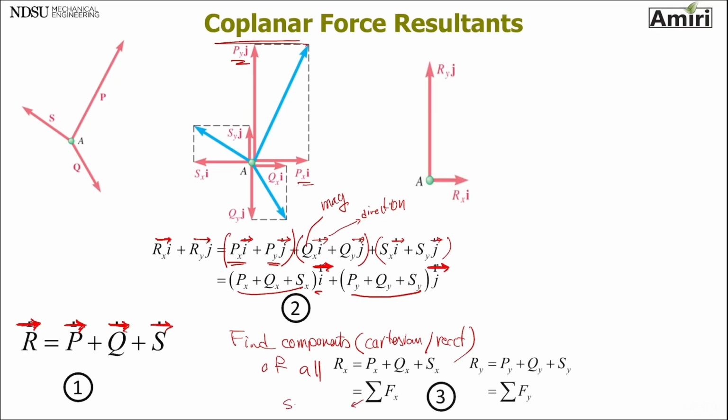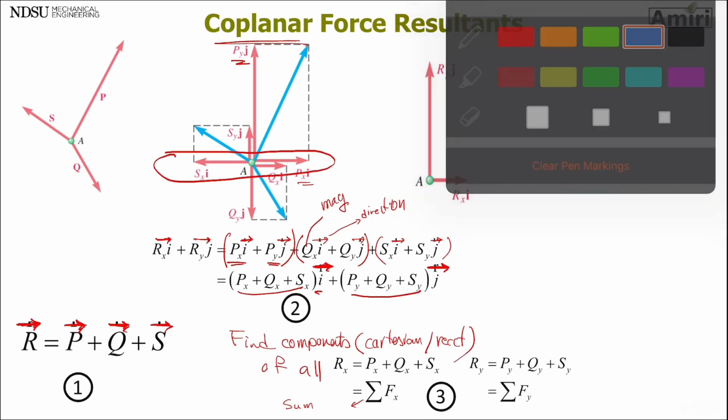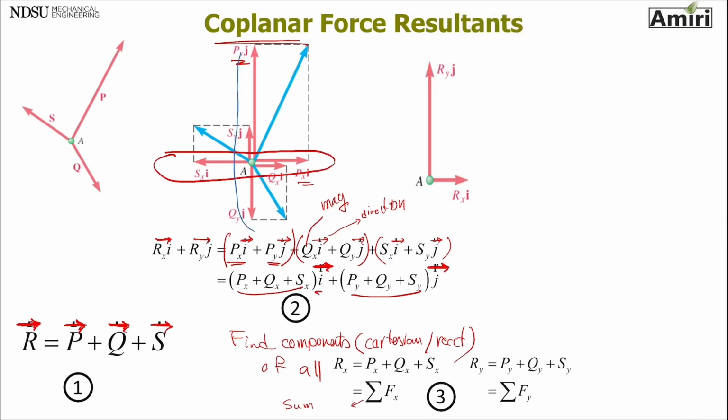The summation of all x's, everything that falls on this axis, they just mathematically add them together. And for Fy, everything that falls on the y-axis, they add them together. And this is what you get. Step 3. Sorry, it's getting a little bit busy and messy. Step 3. The summation of all of that resulted in an Rx i and Ry j.